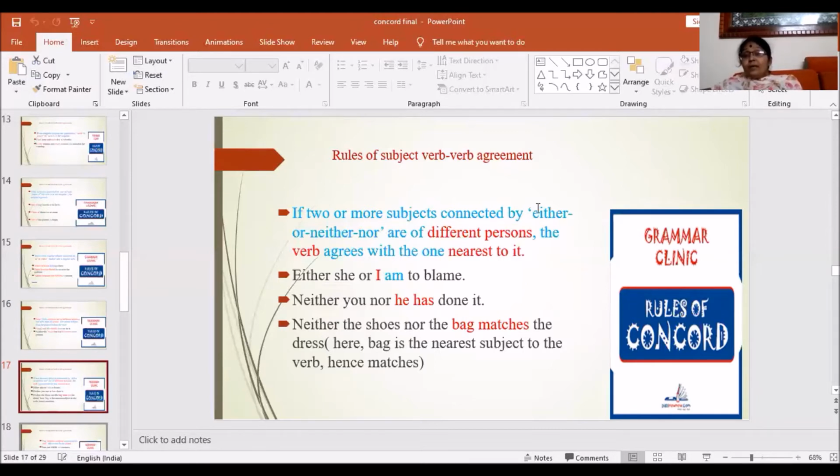So what we learn: if two or more subjects connected by either, or, neither, nor are of different persons, the verb agrees with the one nearest to it. Example, either she or I am to blame. Neither you nor he has done it, right? Neither the shoe nor the bag matches the dress, right?